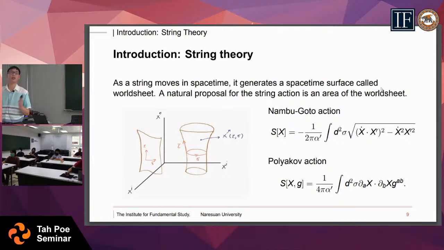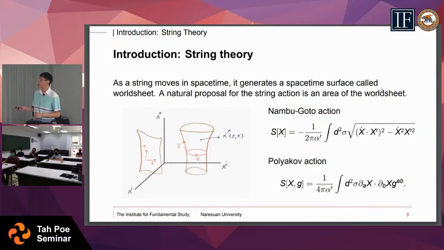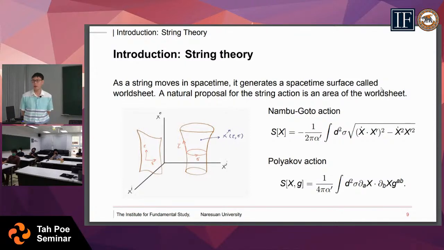And what is the action of the string? The action of the string can be described by the worldsheet. What is the worldsheet? In analogy to the point particle, when a point particle moves in space-time, it generates what we call the world line, right? And the action to describe the relativistic point particle is proportional to that world line interval.